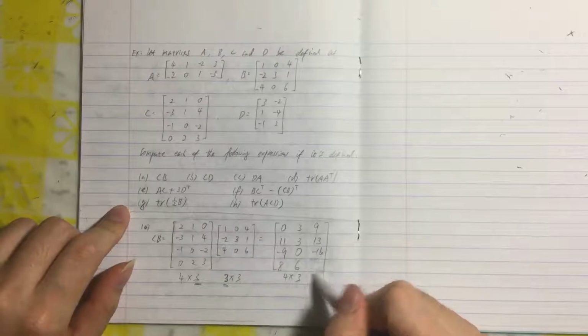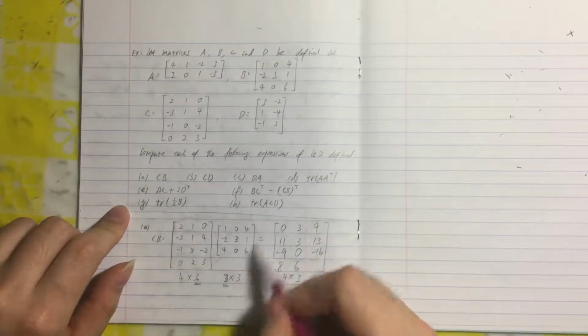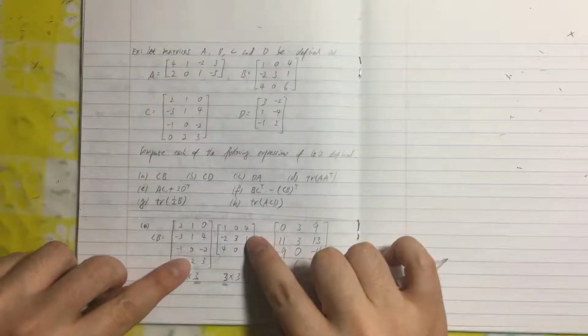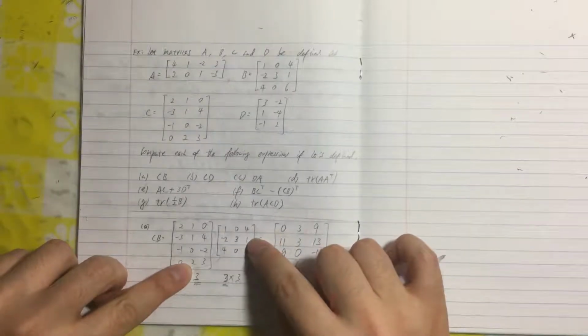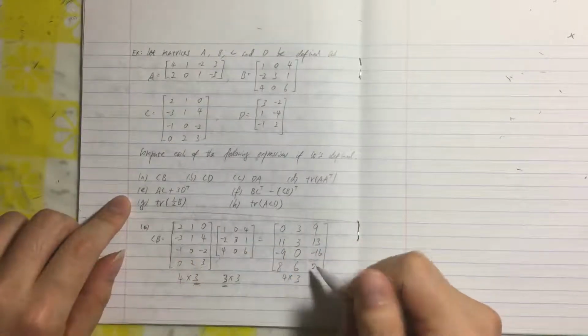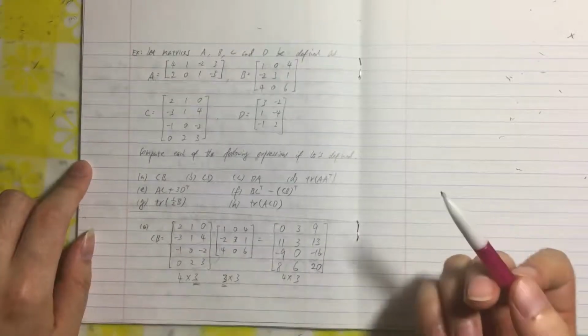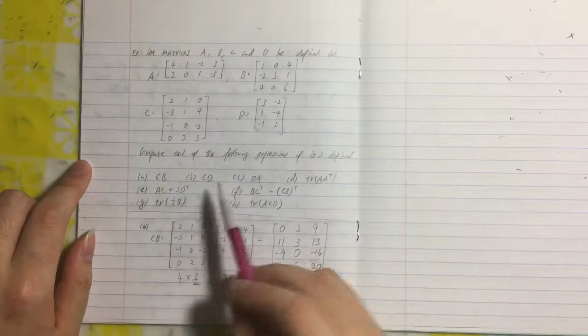Next, fourth row, third column. Take fourth row times the third column. 0, 2. 2 plus 18 is 20. That's the product C times B. Next, let's compute C times D.